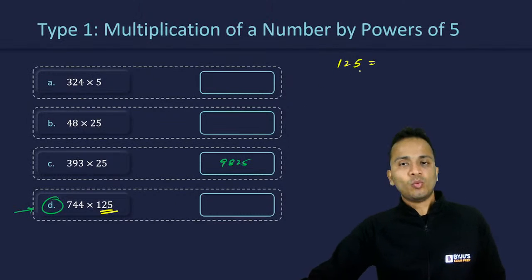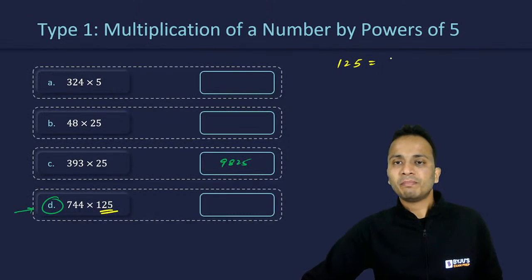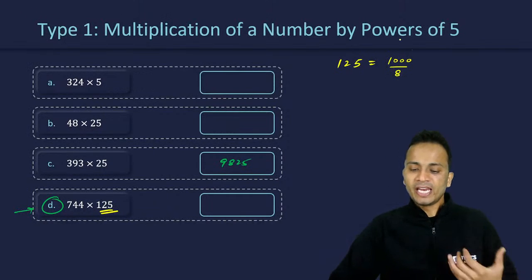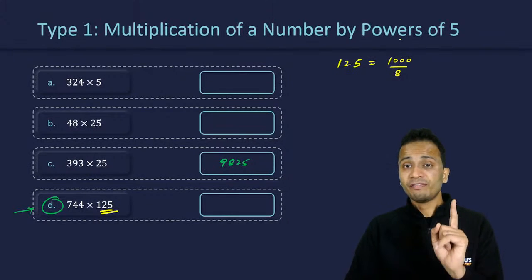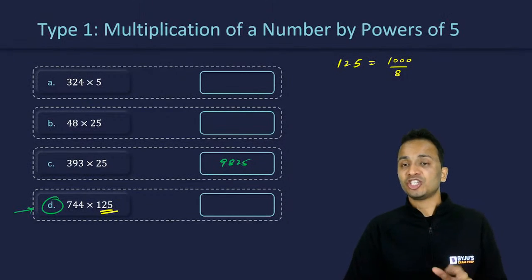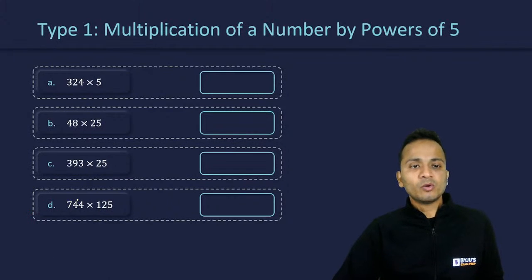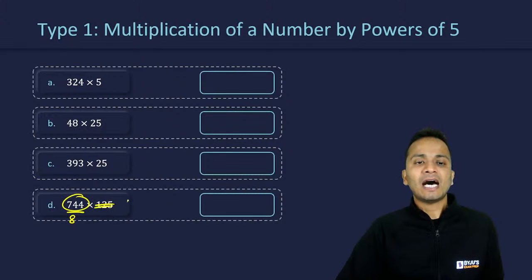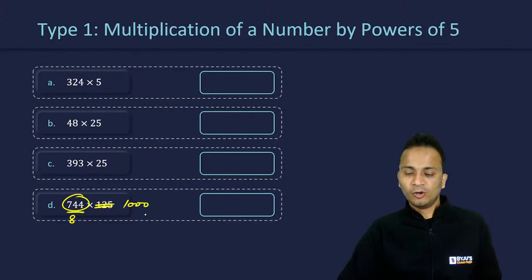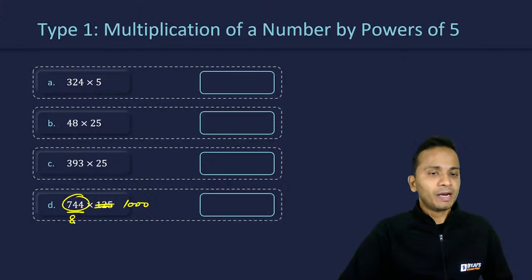All of you write it. So 125 divided by 4 will be replaced by 1000 divided by 8. So any power of 4, 125 will be 1000 divided by 8, not 1000 divided by 4. Okay, so what we'll do is divide this number by 8 and then multiply by 1000. So 744 divided by 8.